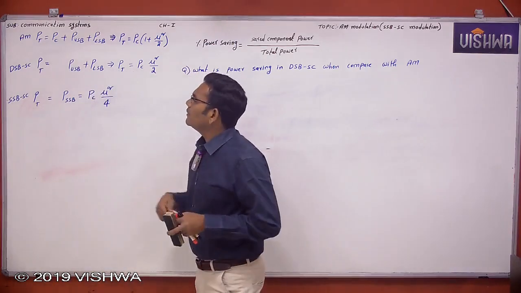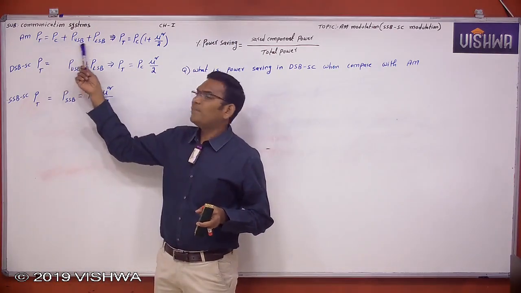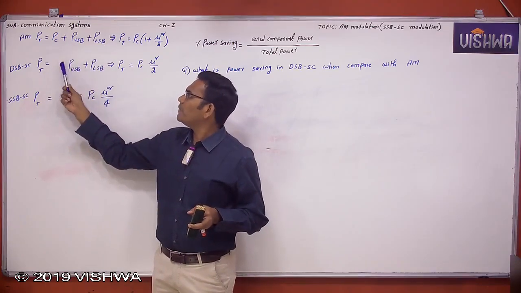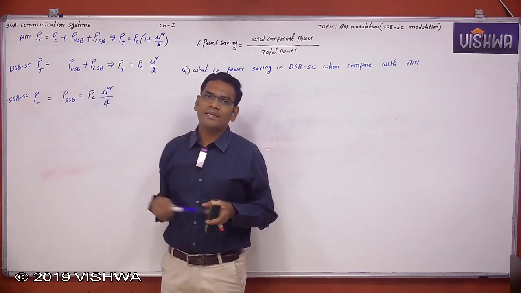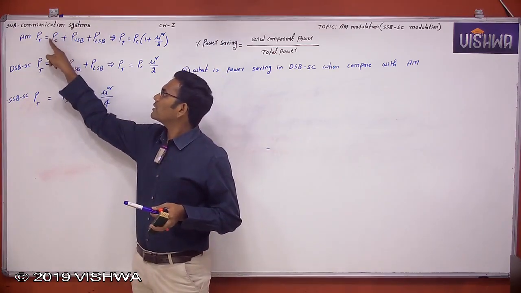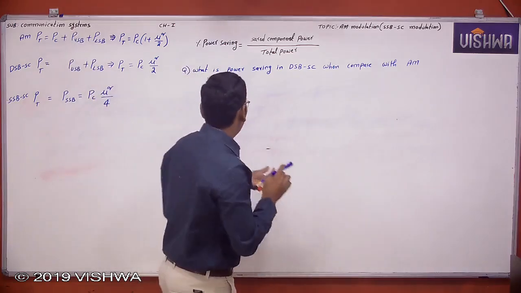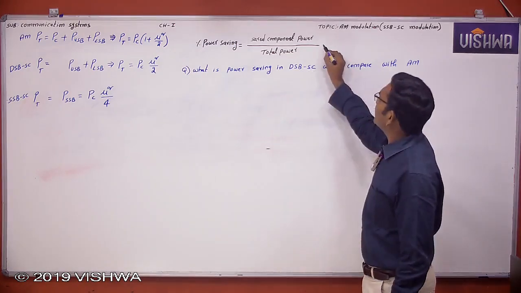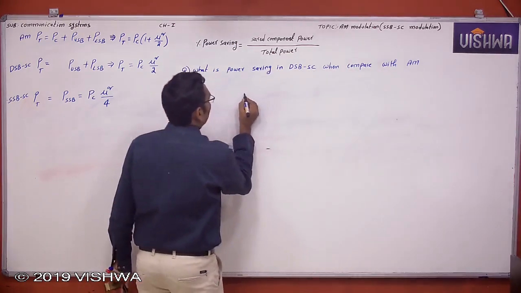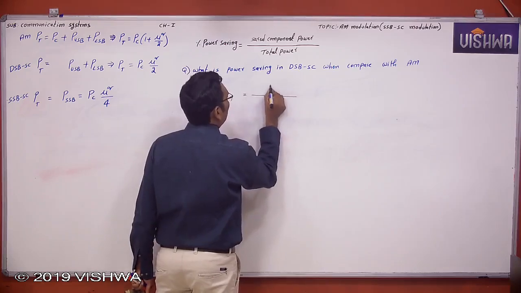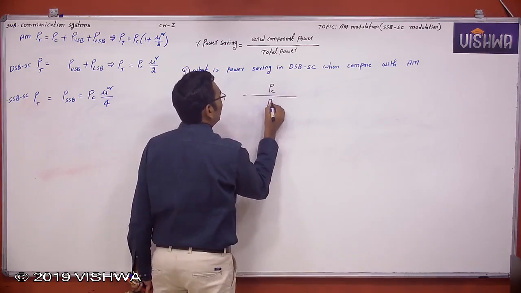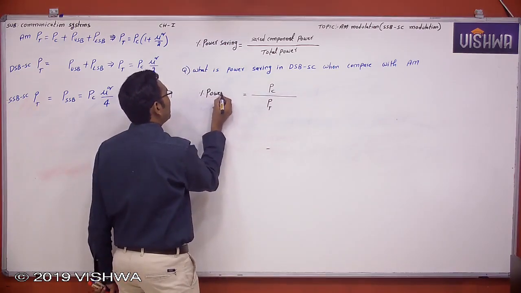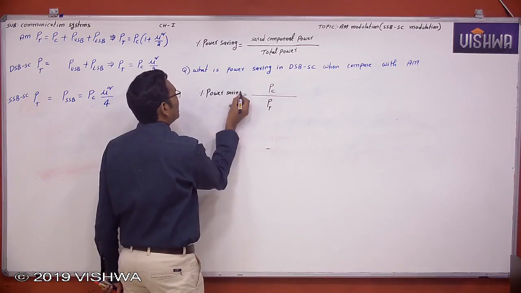Now come to here. In AM, the power is carried by three components, but in DSB-SC, the power is carried by two components. That means one component's power is saved in DSB-SC, which is the carrier component power. Therefore, the power saving is nothing but the saved component power. The saved component power is the carrier power saved out of the total power. So, this is the power saving in DSB-SC.